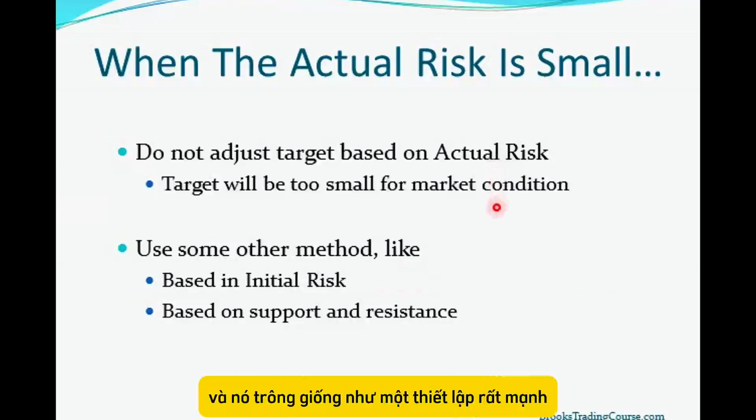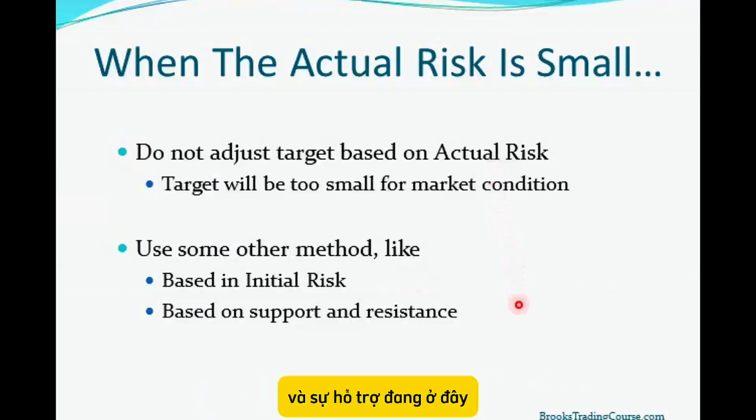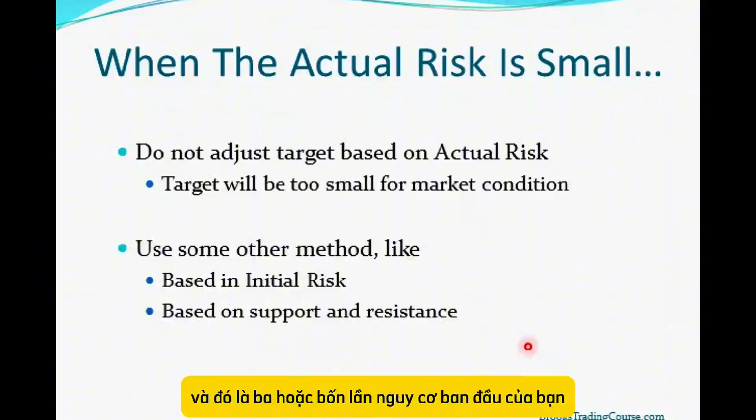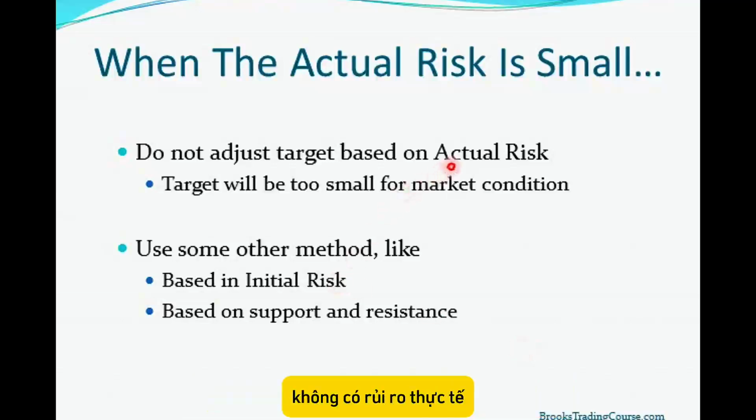If you're shorting and it looks like a very strong setup and the support is way down here, and that's 3 or 4 times your initial risk, that's a reasonable location to take your profit. So you're basing it not on the initial risk, not on the actual risk, you're basing it upon the price action.